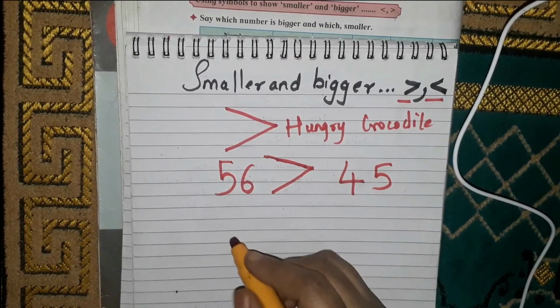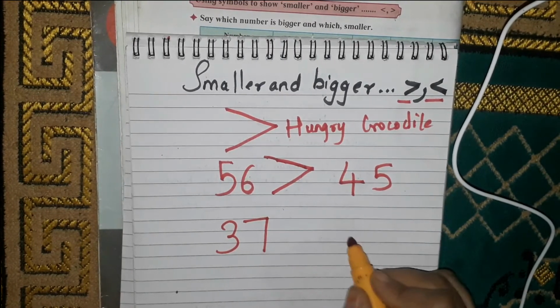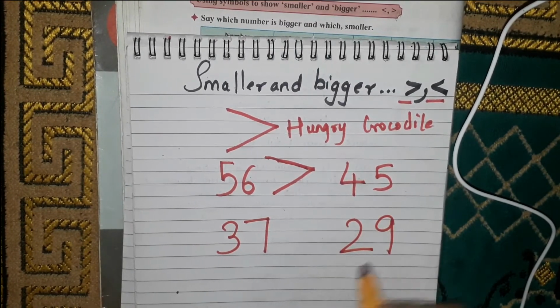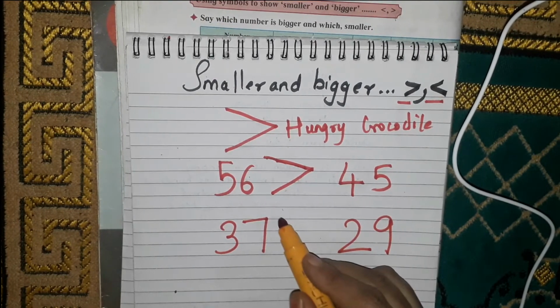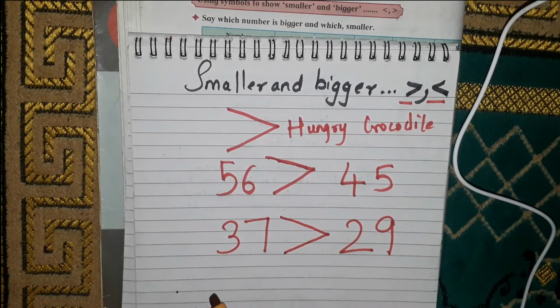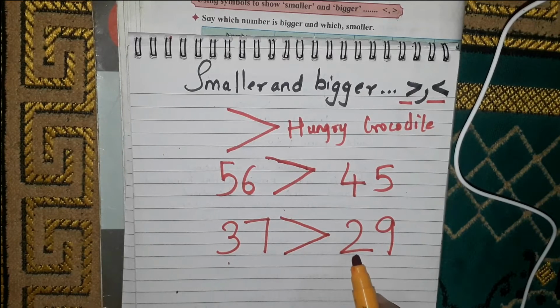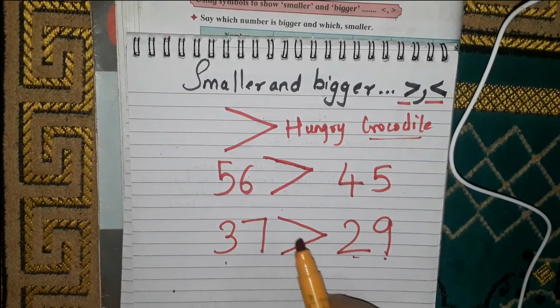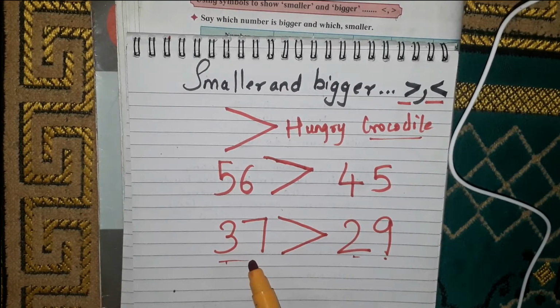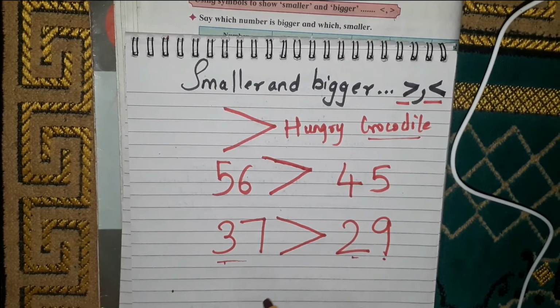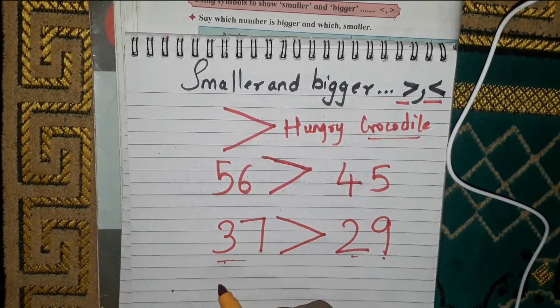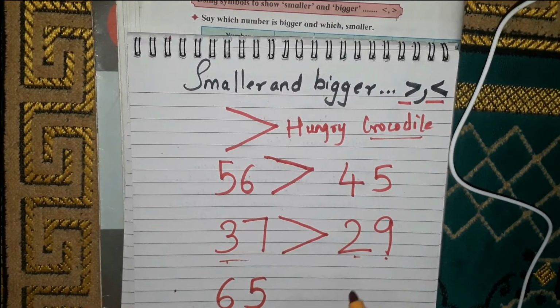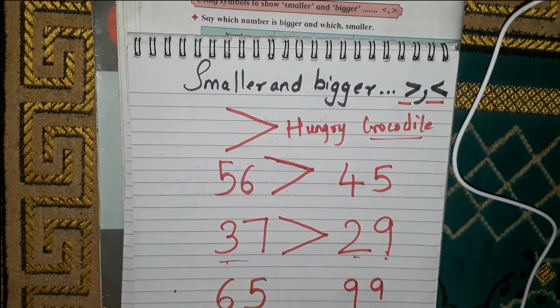और अगर हमारा नंबर होगा 37 and 29, so where will it open its mouth? It will open its mouth towards 37 because 37 is greater than 29. ये क्रोकोडाइल हमारा बहुत ज़्यादा हंग्री है, इसीलिए वो बड़े नंबर की तरफ अपना माउथ ओपन करेगा. नाउ वी विल सी द नेक्स्ट. इफ़ आवर नंबर इज 65 and 99.